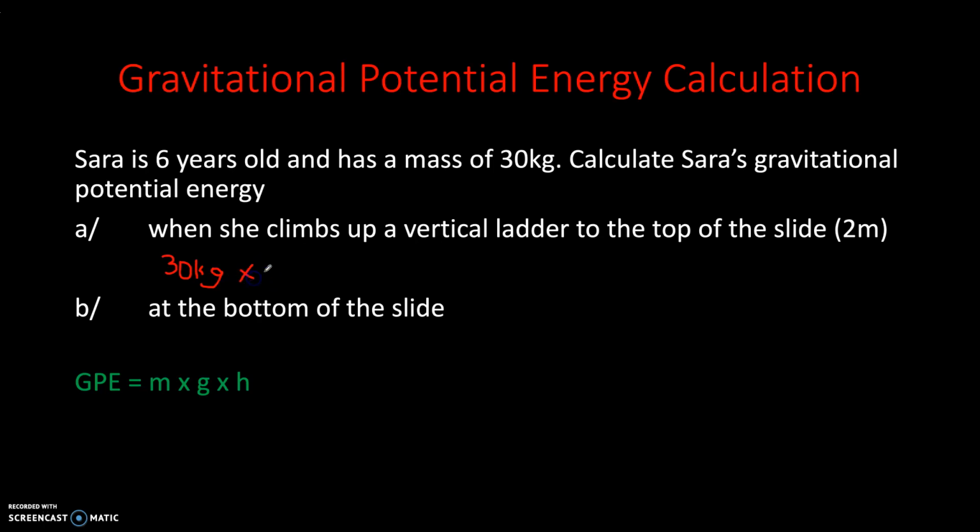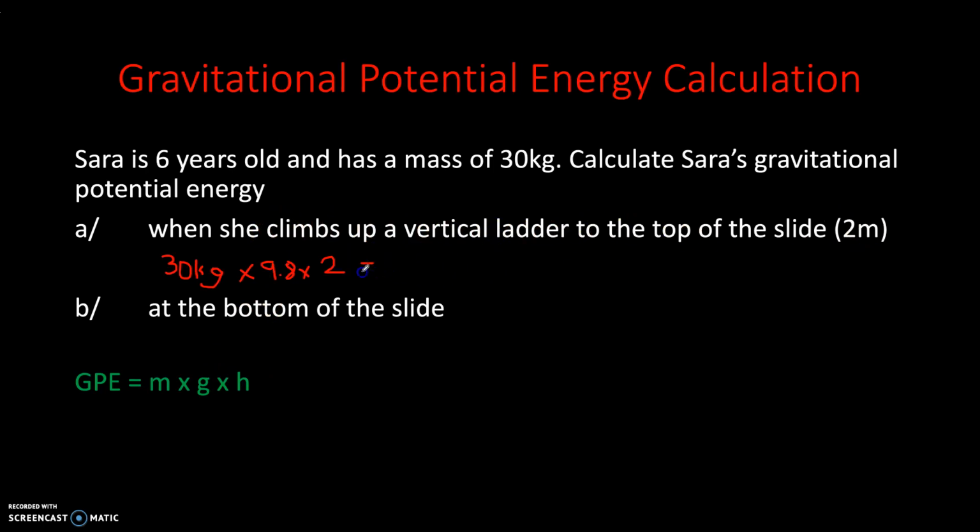Multiplied by gravity. Now gravity was 9.8 multiplied by its height. So A, when she climbs up a vertical ladder to the top of the slide, her height is going to be 2 meters. All right, so the mass is 30 kilograms. I've put that into the formula. The gravity is 9.8 from your previous slide. And the height is she's climbed to the top of the ladder at 2 meters.